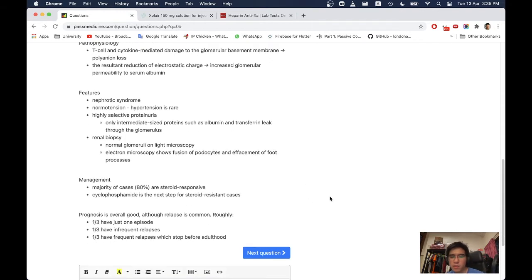Management: the majority of cases, 80%, are steroid responsive. Cyclophosphamide is the next step for steroid-resistant cases. Prognosis is overall good, although relapse is common. Roughly 1 out of 3 have just one episode, 1 out of 3 have infrequent relapses, and 1 out of 3 have frequent relapses which stop before adulthood.